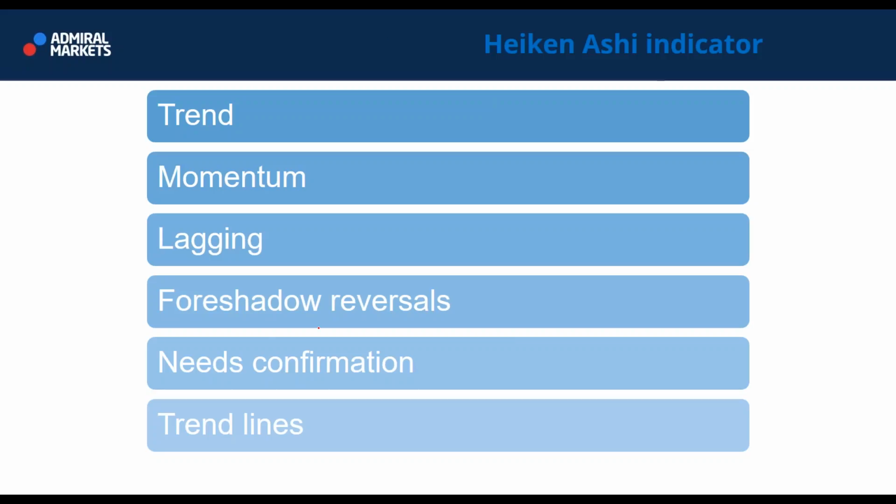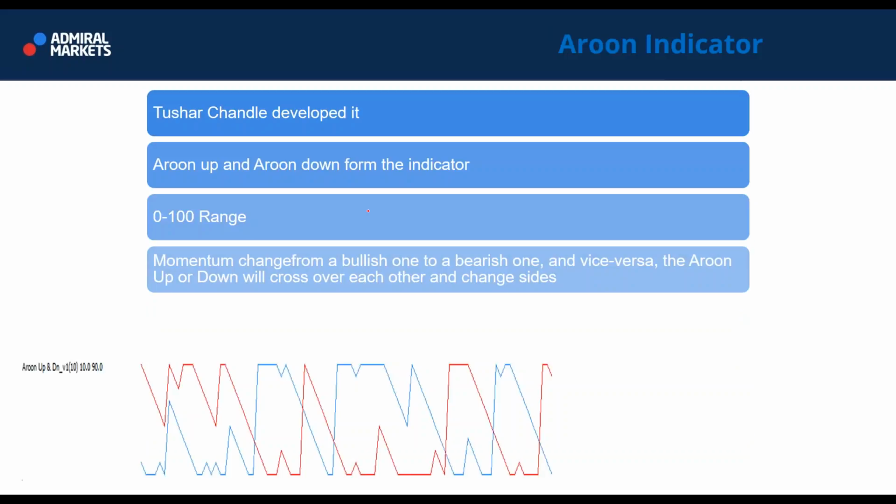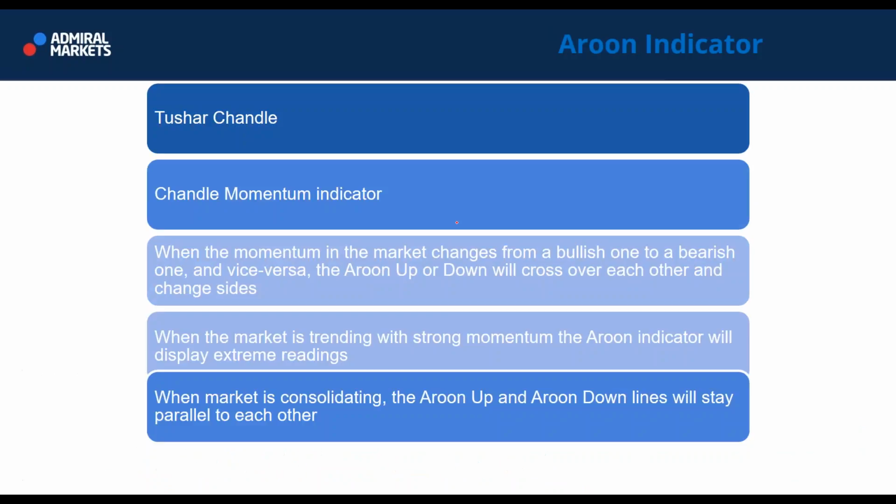Also, Heikin Ashi can foreshadow reversals. It needs confirmation. It's not to be traded by itself. And a good advantage of Heikin Ashi is that you can place trend lines. Okay. We will go with Heikin Ashi as soon as I finish with Aroon, because then I will show you that concept for a system.